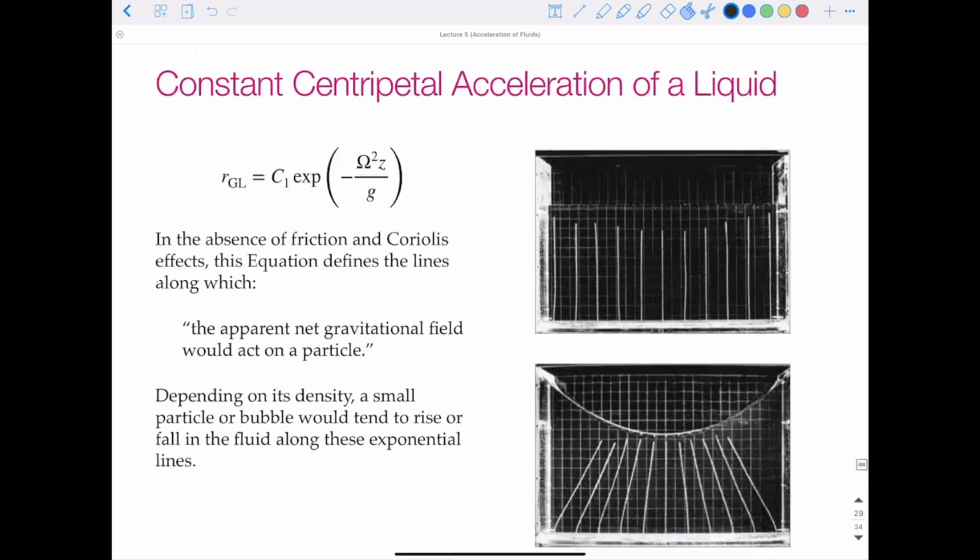So what I mean by these gradient line equations, the position R of our gradient line as a function of Z is some constant C1 times the exponential of negative omega squared Z over G. So in the absence of friction and Coriolis effects, which is another acceleration effect, this equation defines the lines along which the apparent net gravitational field would act on a particle. It's kind of a difficult concept to grasp, what is a gradient line.